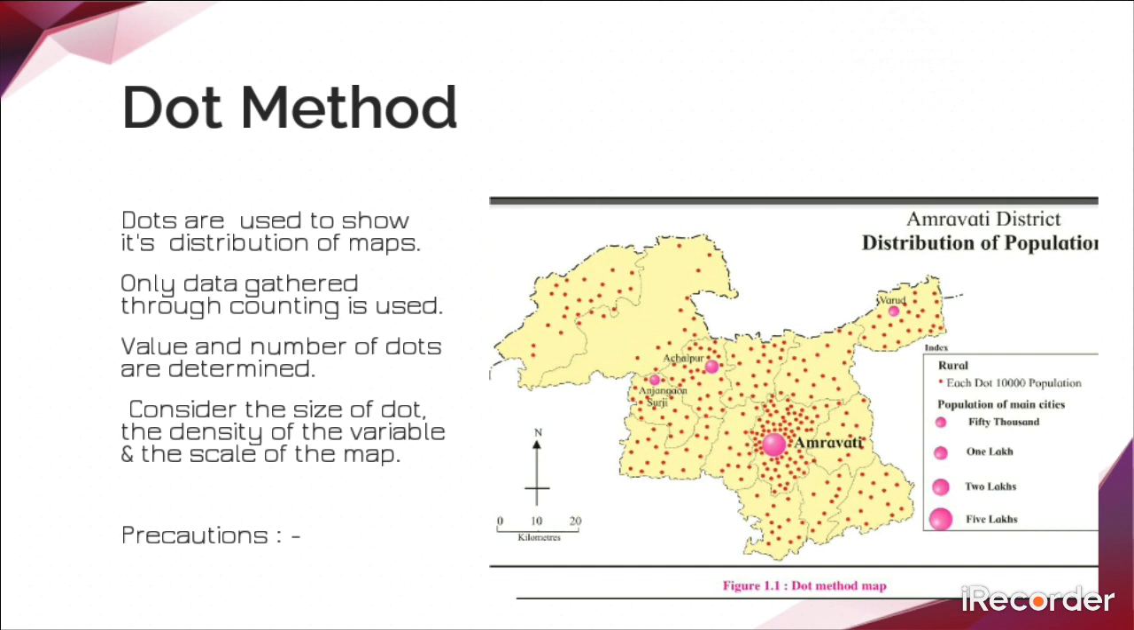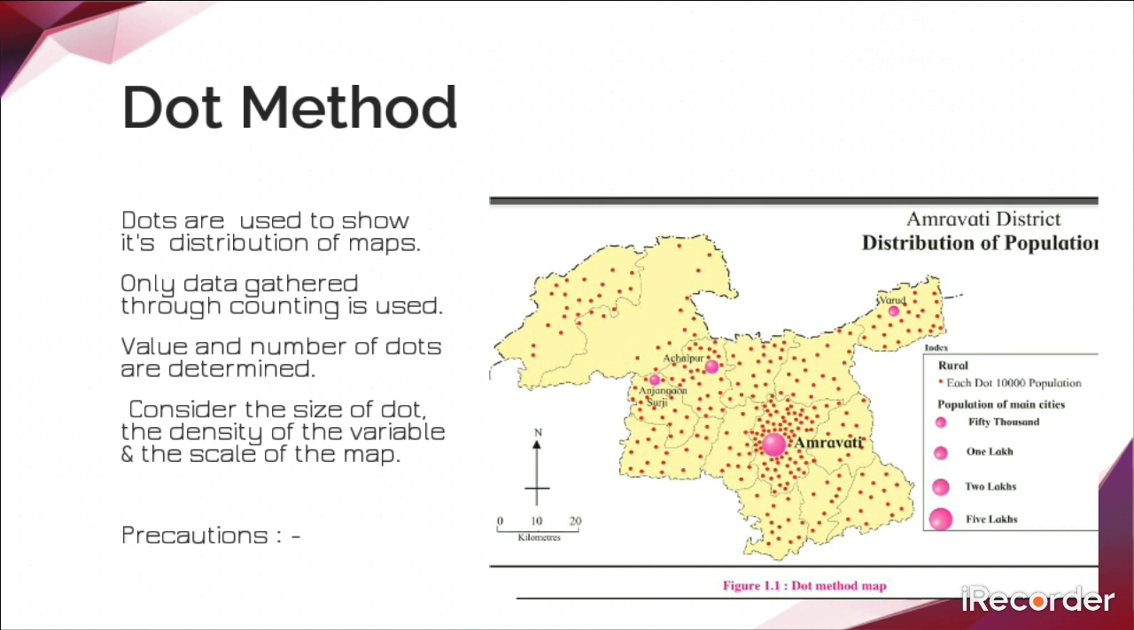See page number 2 of your textbook. There is one map, and that is a dot map, showing the distribution of population in Amravati district. Have you seen the scale? The population of main cities. Now see the types of dots used, smallest to largest value. By the size of the dots we can understand how the population is scattered and where it is scattered. The highest is 5 lakh, then 2 lakh, 1 lakh and 50,000. Now we can easily understand this.